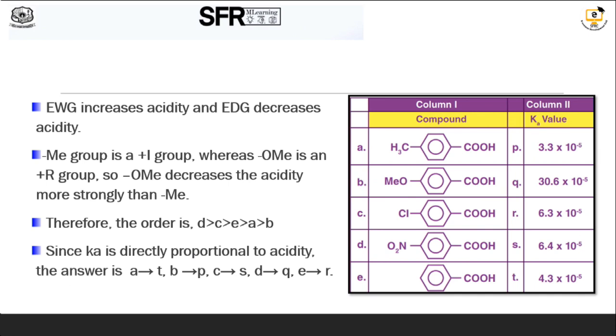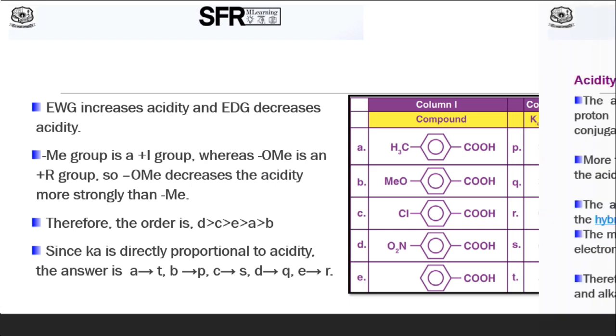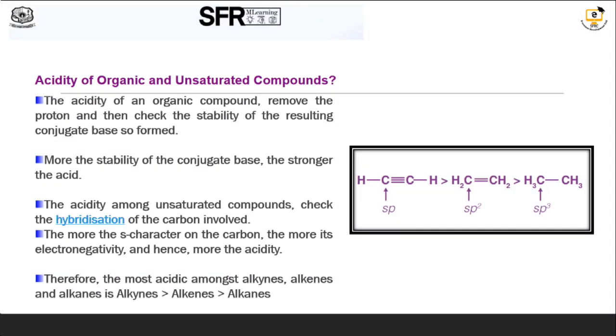and B. So, D is nothing but nitrobenzoic acid, which is the most acidic among the 5 acids when compared to benzoic acid, chlorobenzoic acid, methoxybenzoic acid and methylbenzoic acid. This is the topmost. Next comes the acidity of organic and unsaturated compounds.